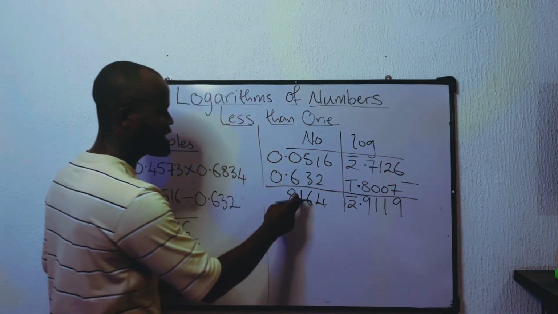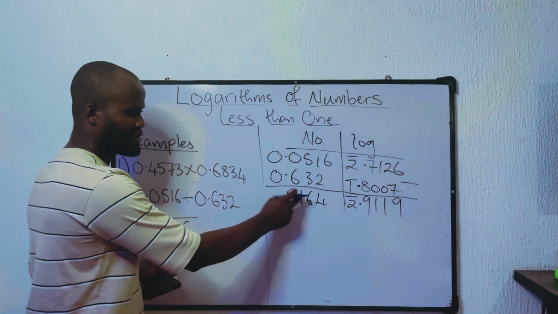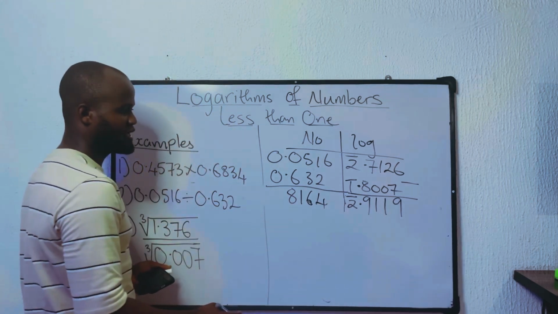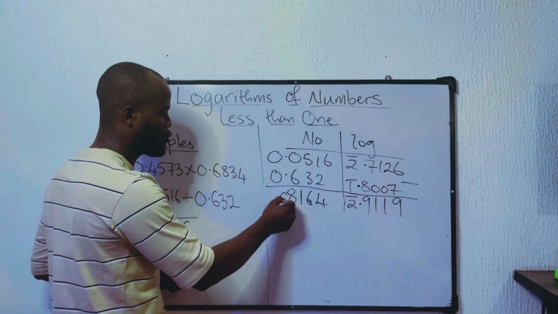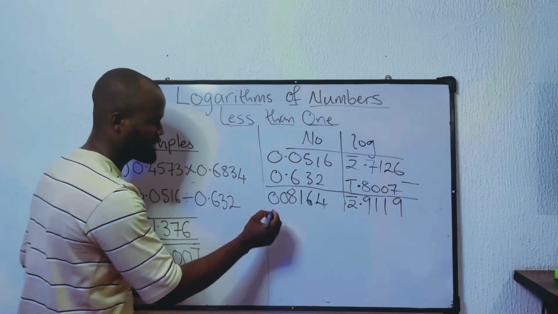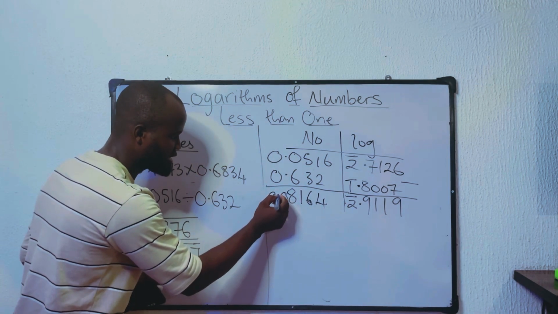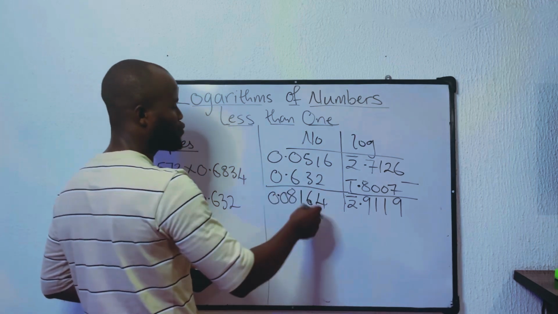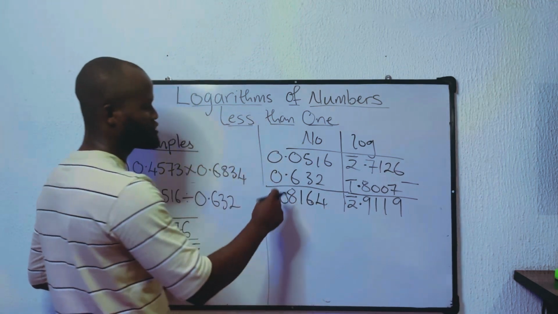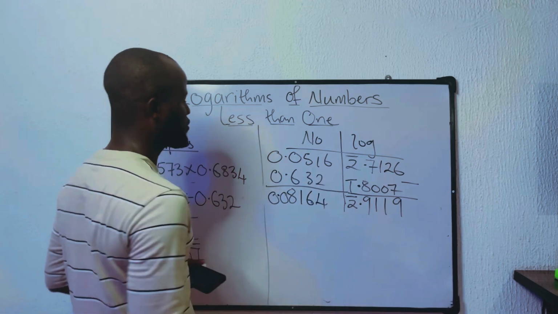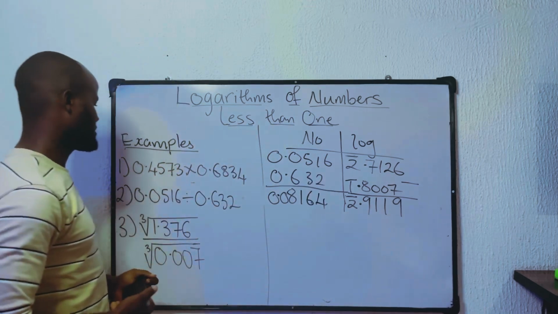8.164. Again, remember I didn't need to put the point because this will determine where my point will be. So the next step is how many can we see here? This is bar 2. That means 2 zeros. 1, 2. Naturally, our point is going to be here. So the answer is 0.08164. So that's the answer to this.